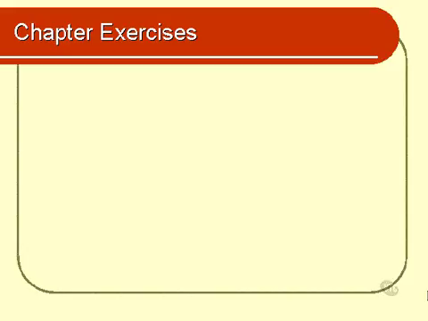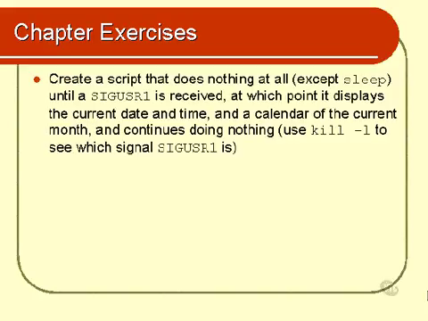Okay, so here are the final chapter exercises for the course. The first exercise is create a little script that does nothing at all except sit there and sleep. And when I say sleep, I mean really just do nothing at all except sleep. And whenever a SIGUSR1 is received, I want the program to display the current date and time followed by the current calendar month, and then continue doing nothing at all.